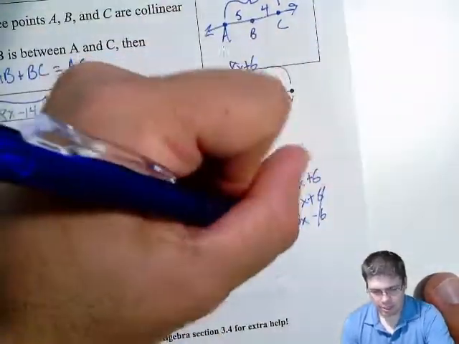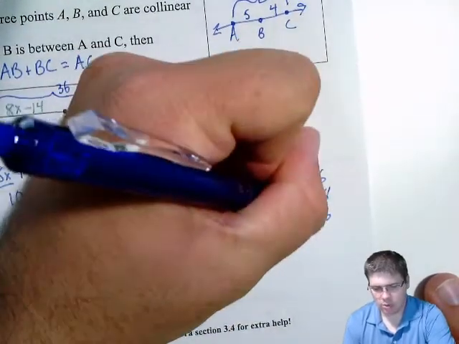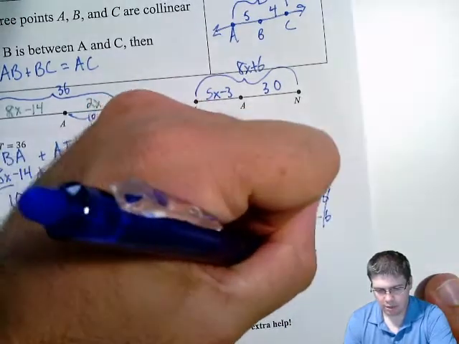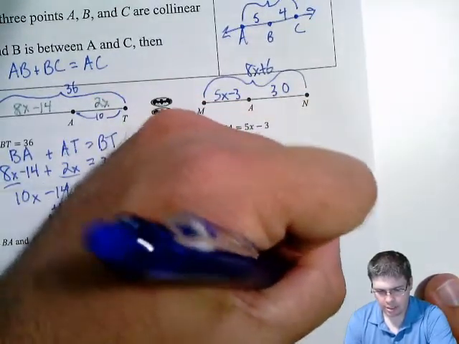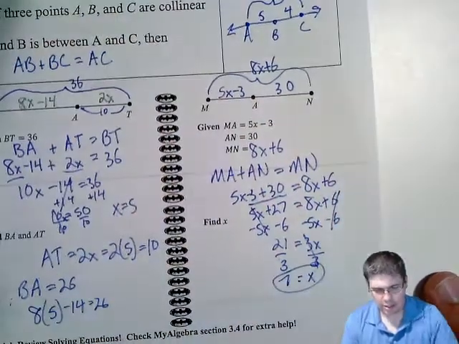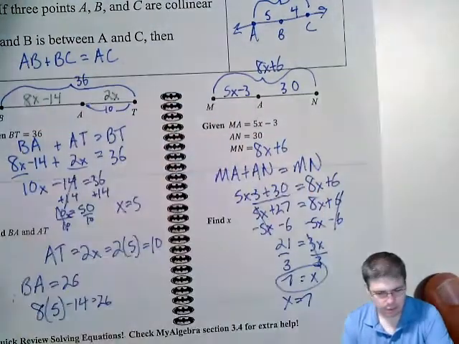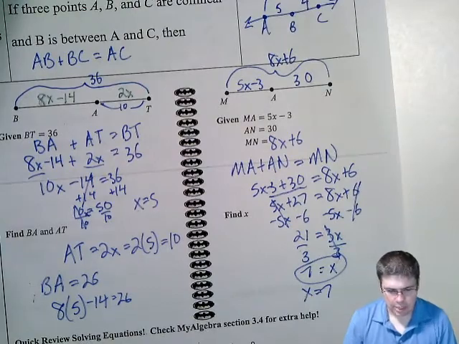So 27 minus 6 is 21 equals 8 minus 5 is 3x. Divide by 3, divide by 3, x is 7. And that's our goal, and you can turn that around. X is 7. So that's that one.